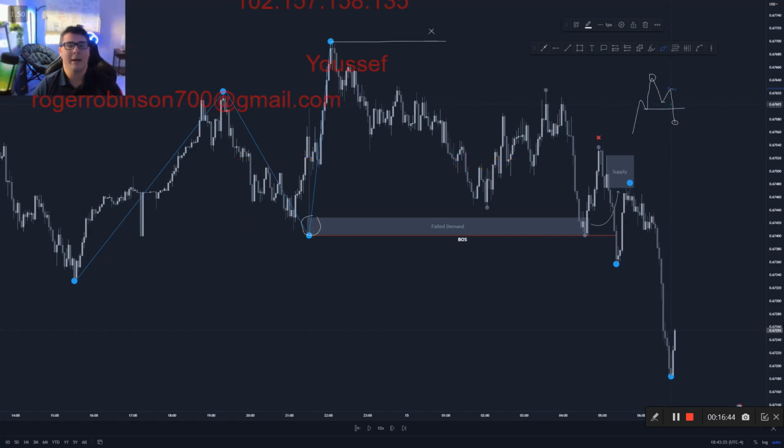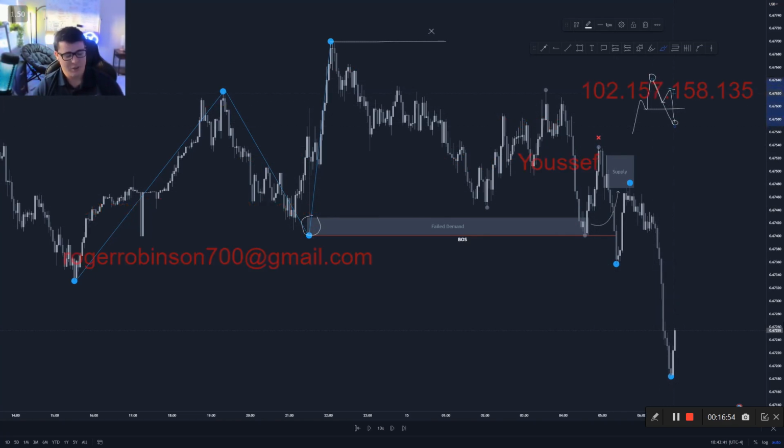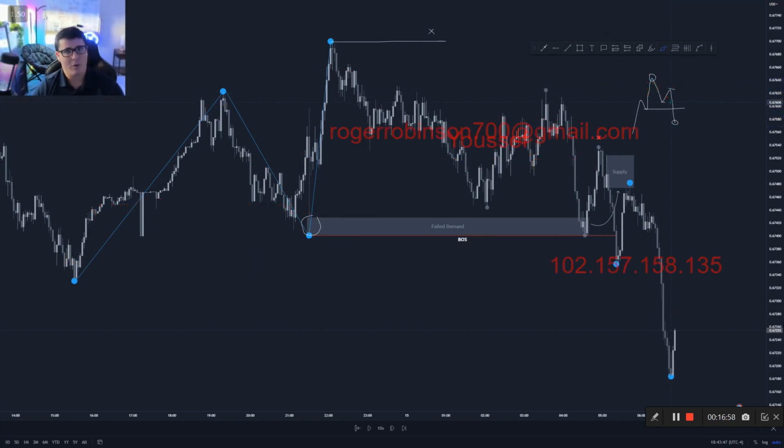The whole point I'm getting at with this is when you see this D2S, this failed demand that then breaks structure, it's two things. One of which is that it is going to be the decisional of your higher time frame range, but also it will actually be your extreme for your internal range.